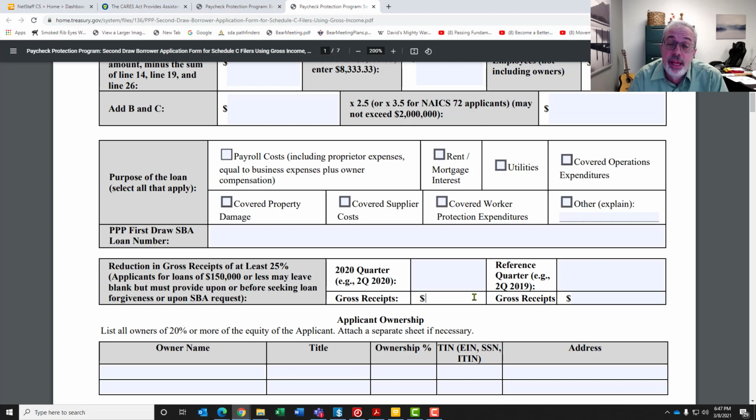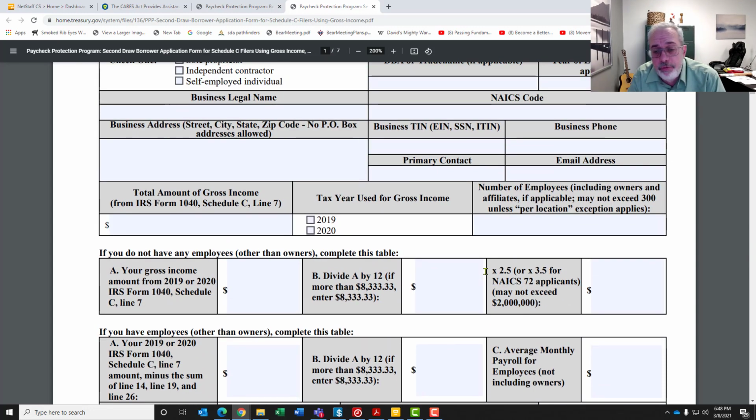You're going to qualify. If it's 24%, so in other words, if you had $100,000 in revenue in 2019, and this year you had $75,000 and $1, you are now just below the 25%, and it will not qualify. So it has to be 25% or more of a drop from 2019 to 2020, and that's the magic number that'll get you in here. So that's really the only difference. Fill the rest of it out and get that submitted to your bank.